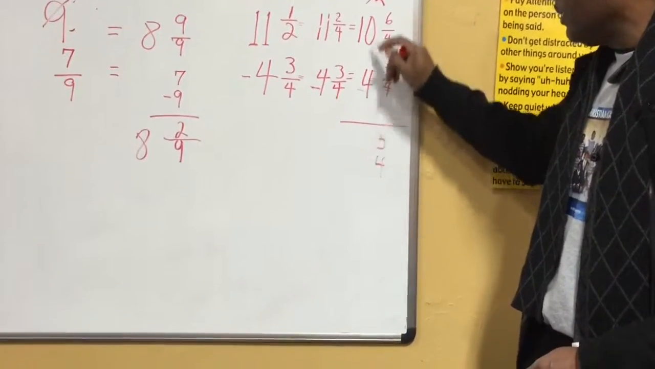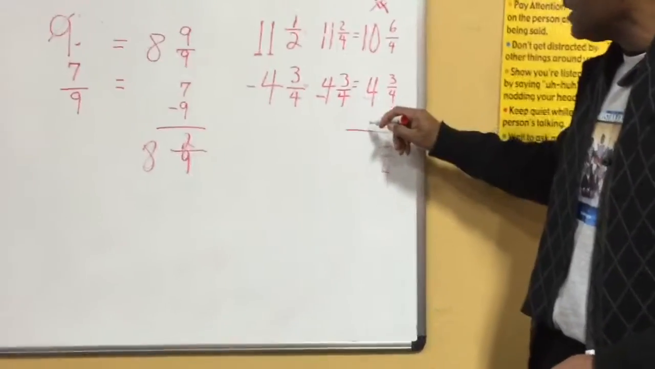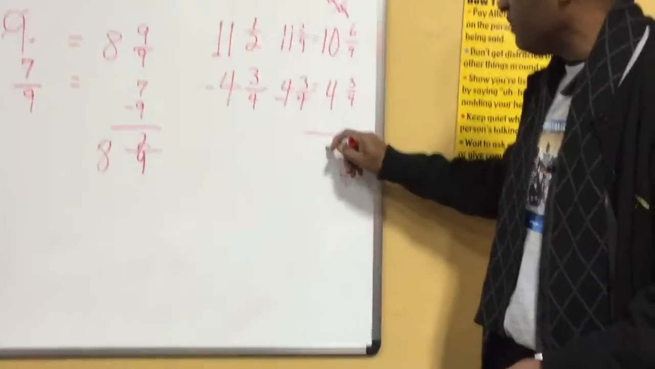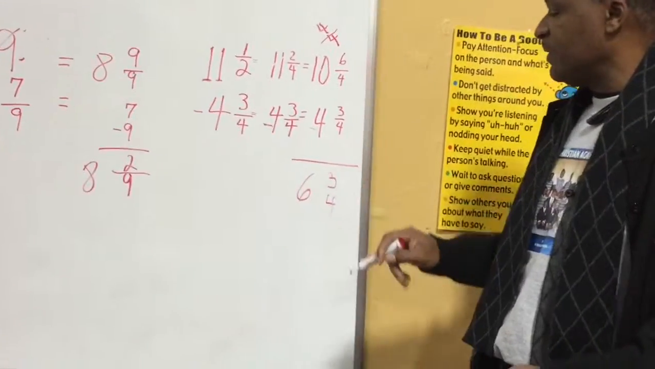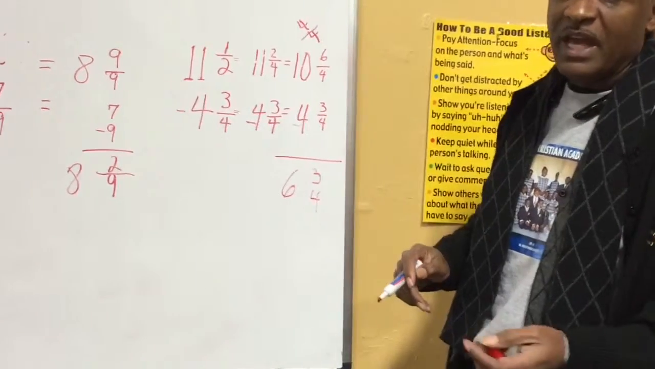3 over 4. What do we have? 10 minus 4 ends up being 6. So our answer is 6 and 3 over 4. Hope that helps.